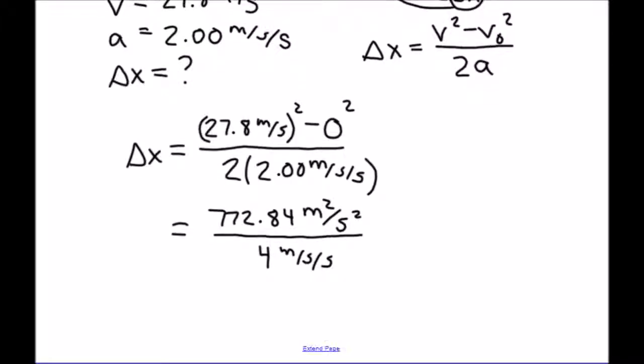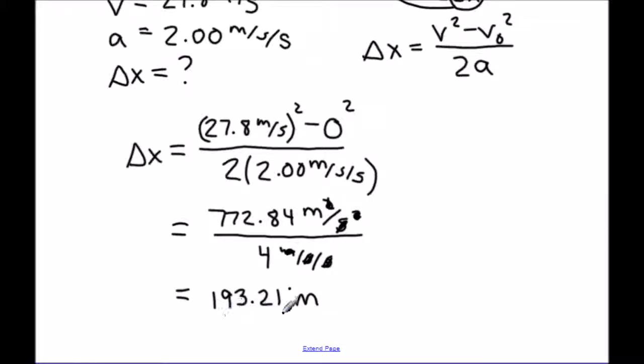When I continue to evaluate this, I get 193.21. Then let's talk about the units. This meters cancels out one of those meters. This seconds cancels out one of the seconds, and that seconds cancels out the other seconds. So really I'm just left with meters, which is good because I was trying to find a displacement. Displacements are measured in meters. That's a good thing. So according to this calculation, this runway needs to be 193.21 meters long.